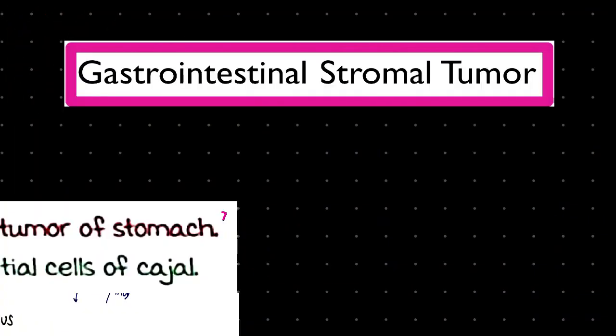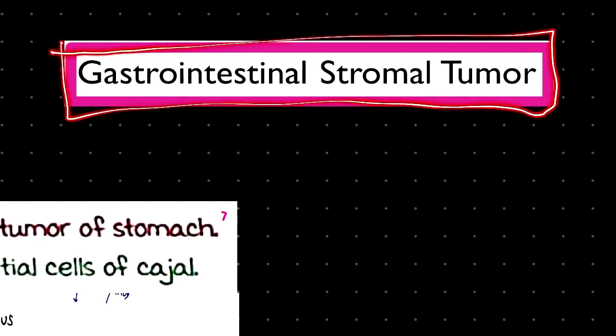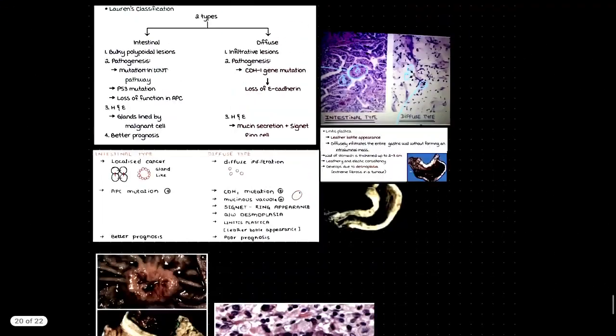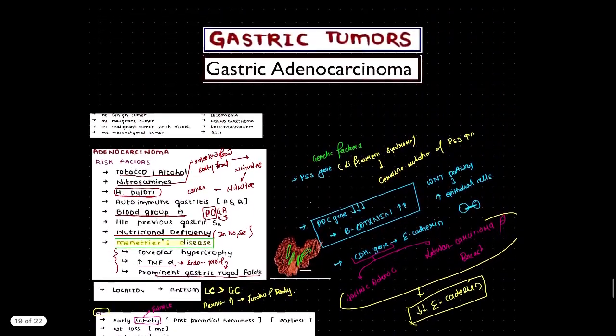The topic of discussion that we are going to cover is gastrointestinal stromal tumor, right? Before this lecture we talked about what? We talked about adenocarcinoma, right? Gastric adenocarcinoma. So in the beginning we talked about different tumors. So these are the different tumors.